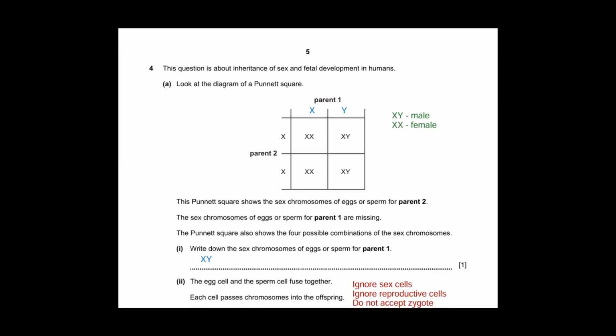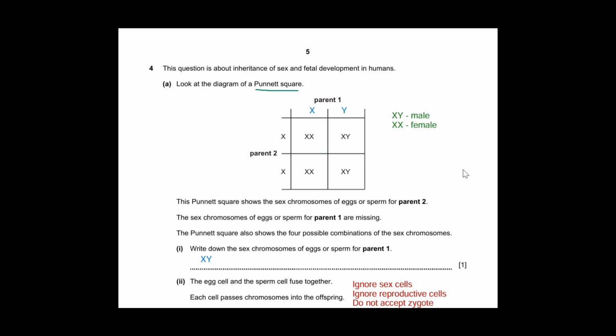Question number 4 is about inheritance, about genetics. It's about sex identification. Before you proceed, the first thing you need to know is the Punnett square is used in genetic crossing. It usually helps to predict the offspring that will be formed from 2 different parents.